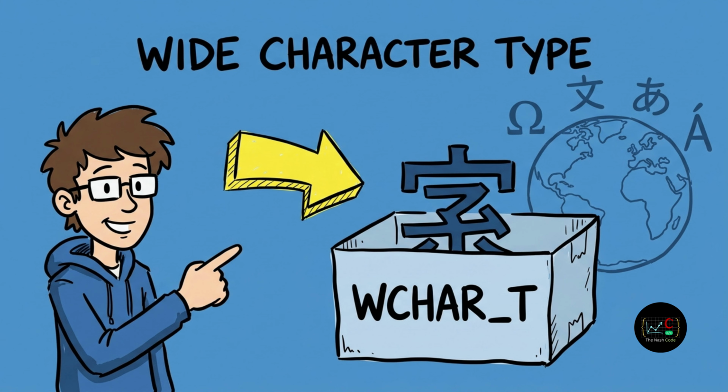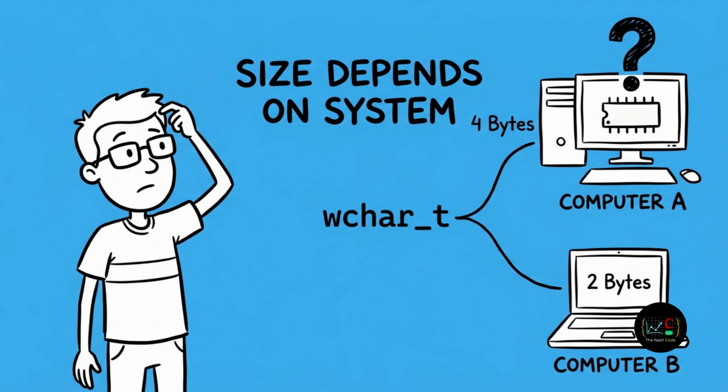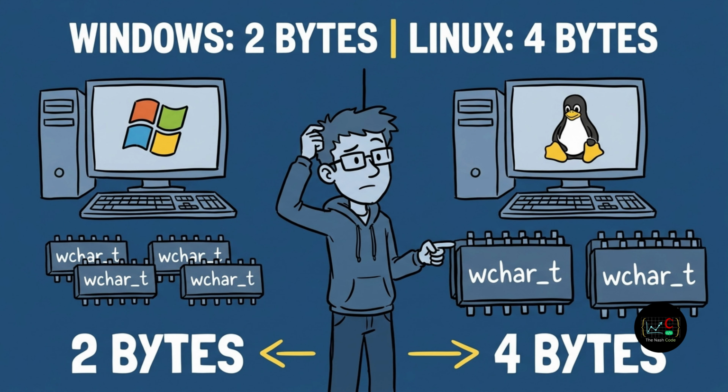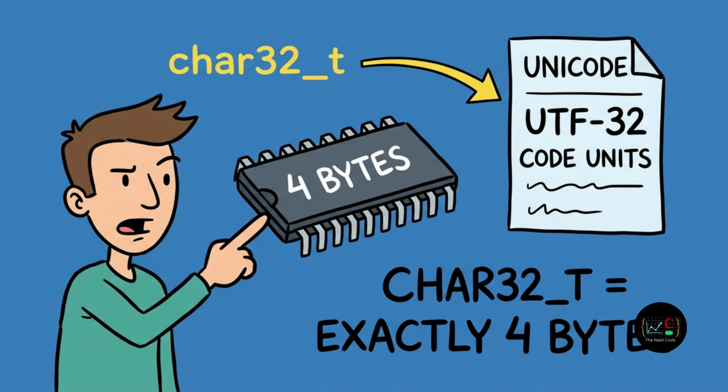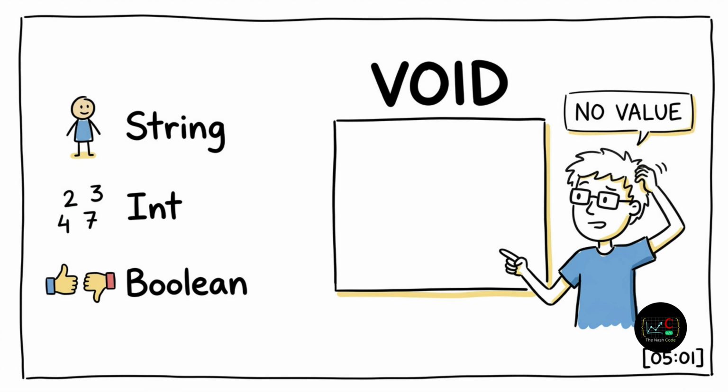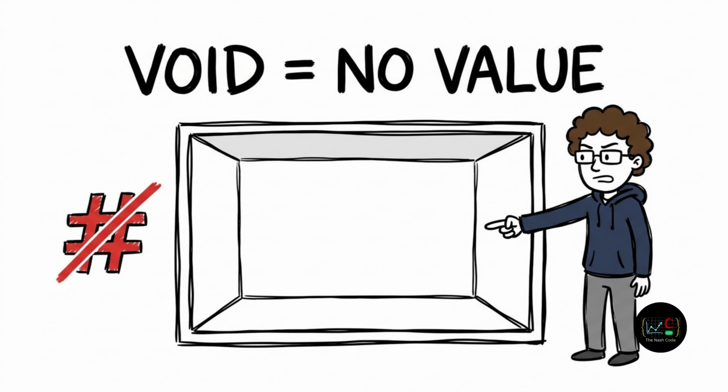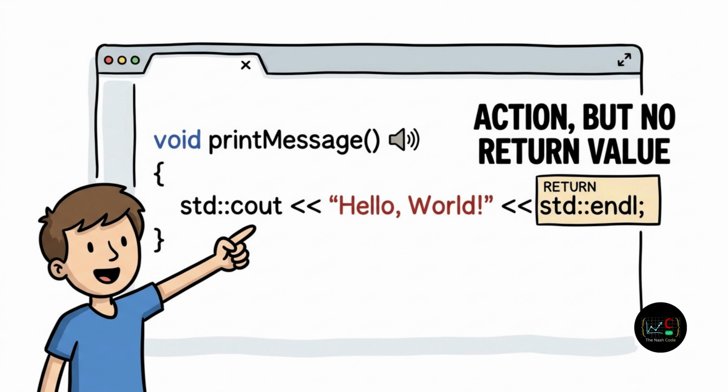C++ also has character types for Unicode. wchar_t is a wide character type. Its size depends on the system. It is commonly 2 bytes on Windows and 4 bytes on Linux. char16_t is exactly 2 bytes and is designed for UTF-16 code units. char32_t is exactly 4 bytes and is designed for UTF-32 code units. Void is different. Void means there is no value. You commonly see it with functions that perform an action but return nothing.